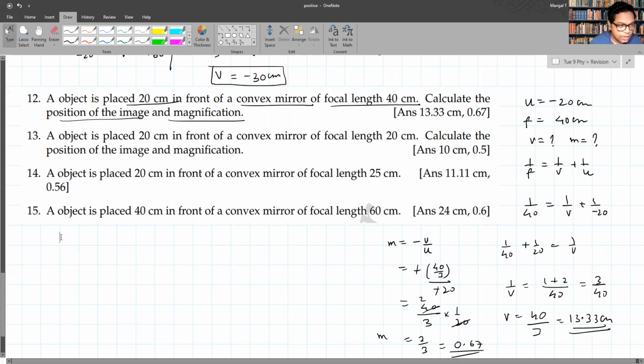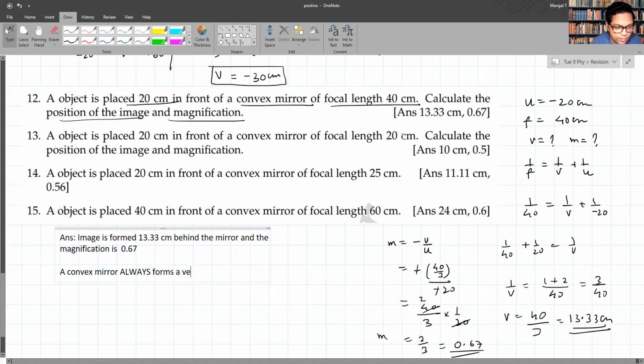So therefore, the answer will be: image is formed 13.33 centimeter behind the mirror, and magnification is 0.67. Okay, what I told was a convex mirror always forms a virtual and diminished image.